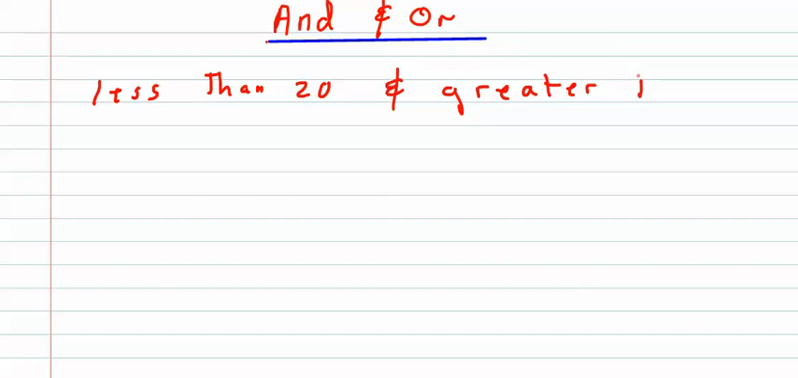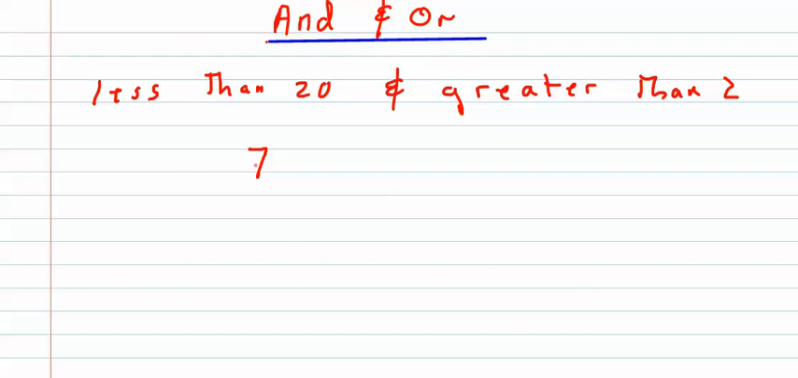For instance, I'm looking for a number less than 20, and greater than 2. What are numbers that are less than 20 and greater than 2?